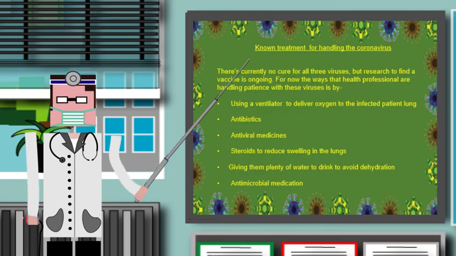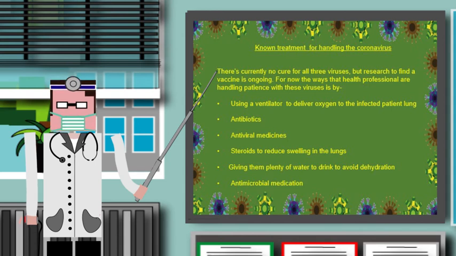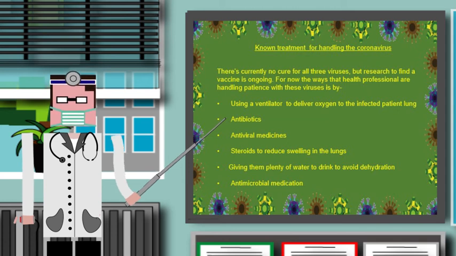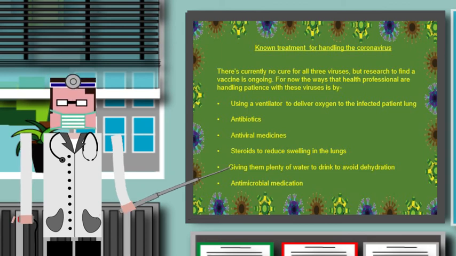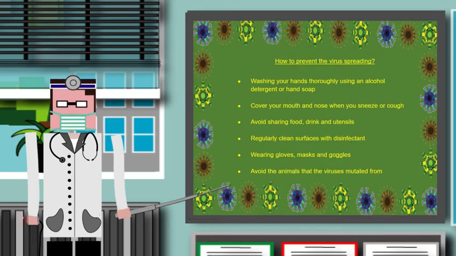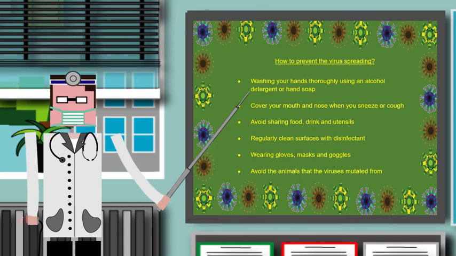Known treatment for handling the coronavirus. There's currently no cure for all three viruses, but research to find a vaccine is ongoing. For now, the ways that health professionals are handling patients with these viruses is by using a ventilator to deliver oxygen to the infected patient's lungs, antibiotics, antiviral medicines, steroids to reduce swelling in the lungs, giving them plenty of water to drink to avoid dehydration, and antimicrobial medication.